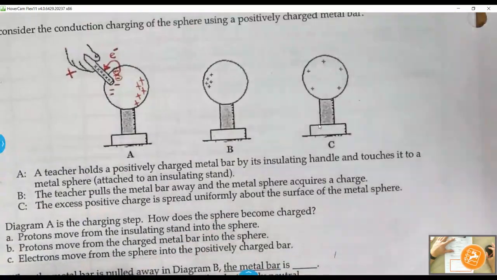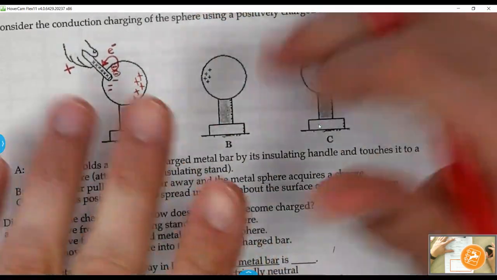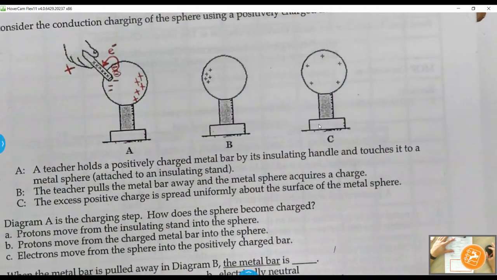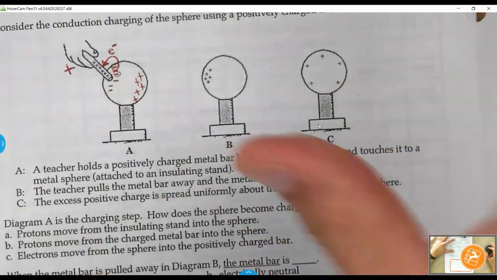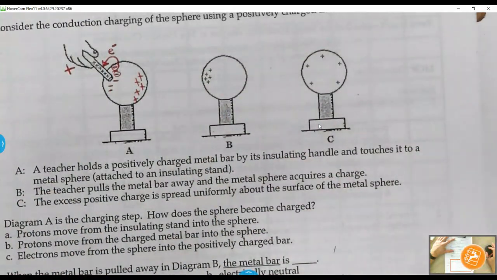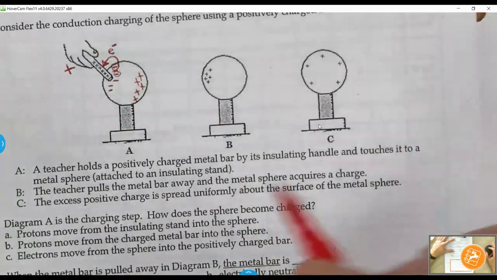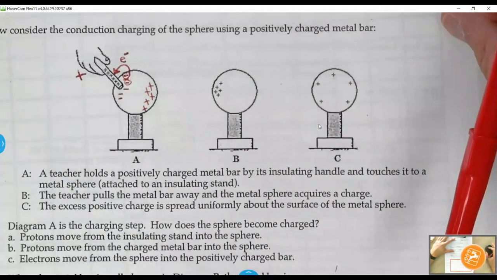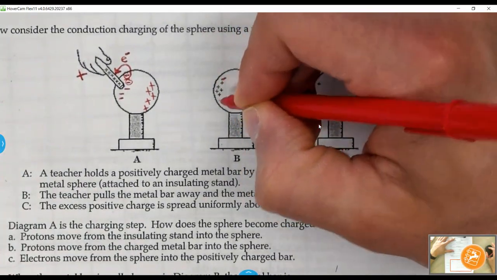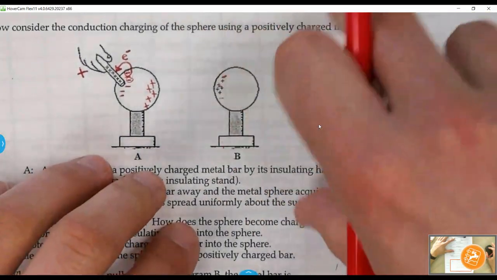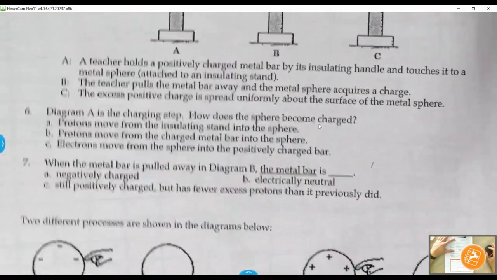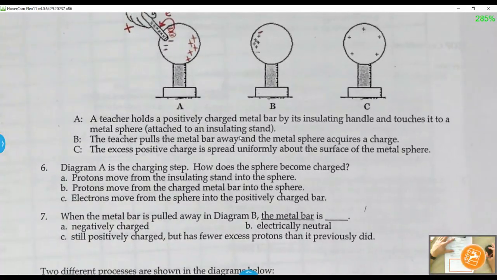All right, and then same thing, metals on the metal sphere. The charge winds up getting evenly distributed all over. The electrons are able to move around. They help spread all this excess positive charge area here. Okay, so again, that's what A, B, and C is explaining. Some of that negative charge gets in here and keeps everything nice and spread out. So in diagram A, the charging step, how did the sphere become charged?